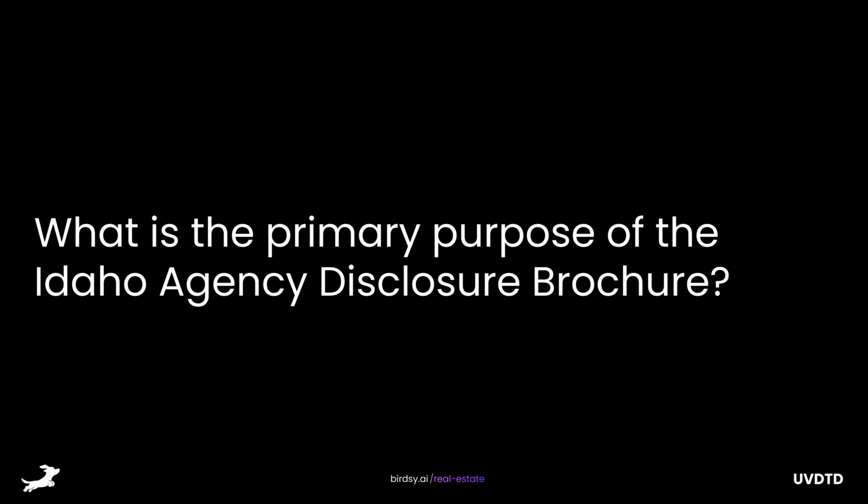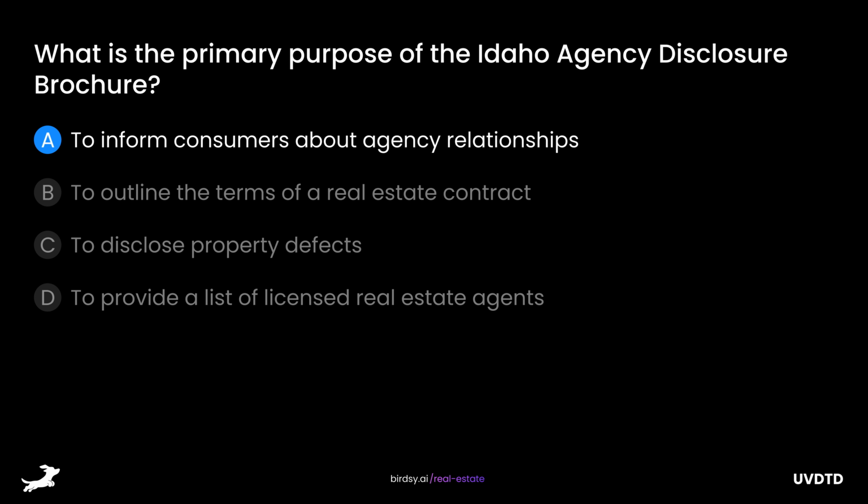What is the primary purpose of the Idaho Agency Disclosure Brochure? Is it A, to inform consumers about agency relationships, B, to outline the terms of a real estate contract, C, to disclose property defects, or D, to provide a list of licensed real estate agents? The answer is A, to inform consumers about agency relationships.